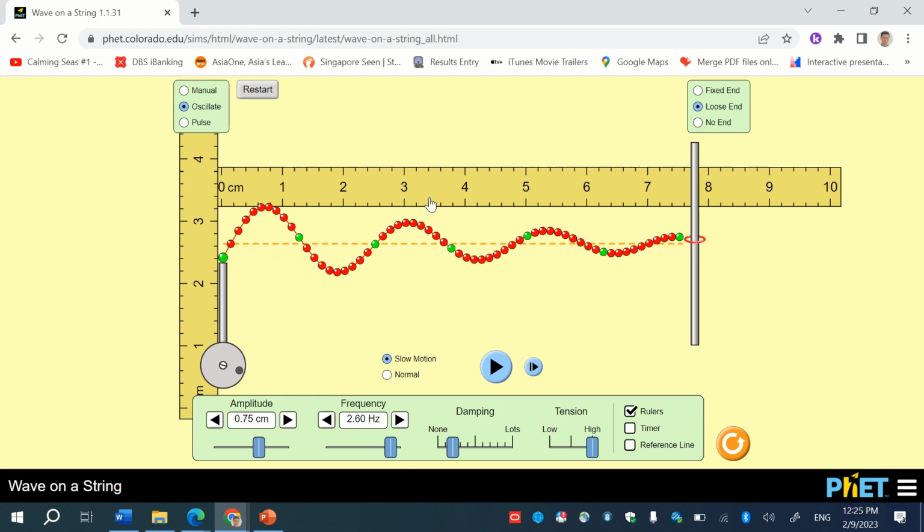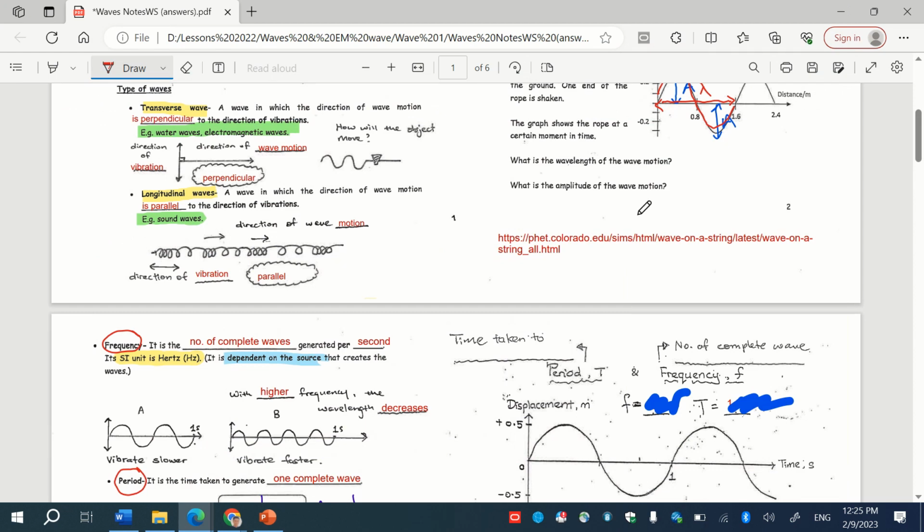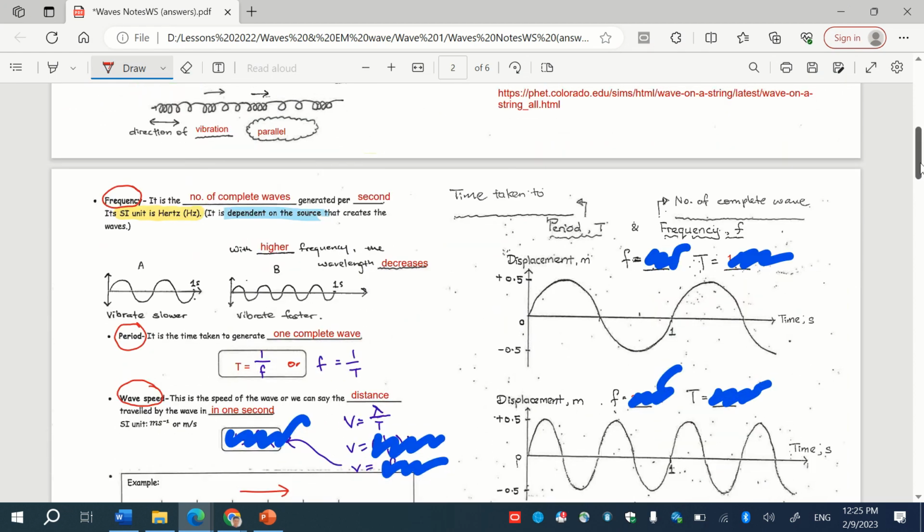So I noticed something. As my frequency increases, because I increase the source of vibration, by making this vibrate faster, I make more waves per second. I see a decrease in the wavelength. As my frequency increases, my wavelength decreases. There is an inverse relationship. We notice that from this simple demo.